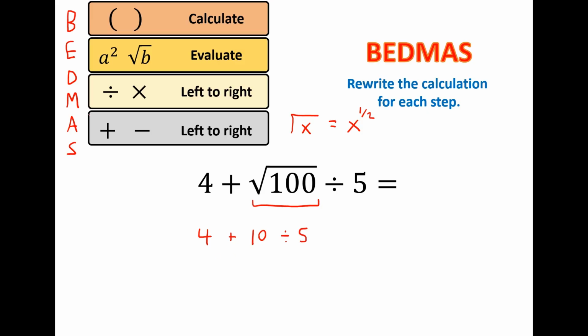Now in this case, do we have any division and multiplication? Yes, we do, right here. So we solve that first. We're not going to do 4 plus 10. We're simply going to do 10 divided by 5 first because we're going in order of operations. So in this case, 10 divided by 5 is going to be 2. So I got 4 plus 2. Now 4 plus 2 is simply going to be 6. So 6 is my final answer.